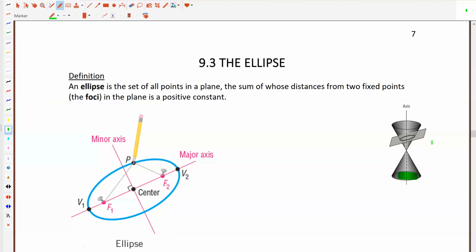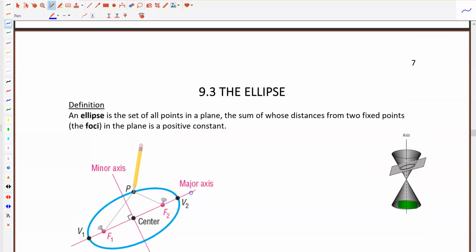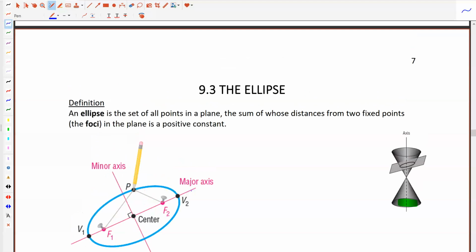As opposed to getting a circle, we're going to get an ellipse if this plane is slightly tilted, but it still only intersects one of those two cones. For some definitions, they actually will consider a circle to be a special case of an ellipse. So maybe let's look at why that might be a consideration.